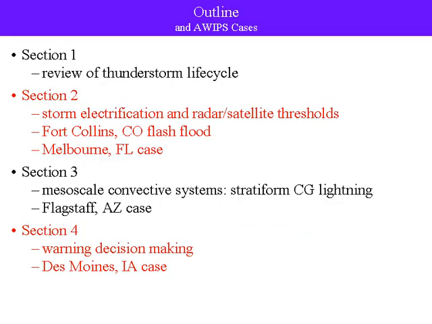The session is broken down into 4 sections. In the first section we will review the thunderstorm life cycle. In the second section we'll begin to talk about thunderstorm electrification, and then we'll look at the Fort Collins flash flood case to establish some thresholds. And the Melbourne, Florida case study will be the first case study that will show the forecaster how to apply these principles in the real-time environment.